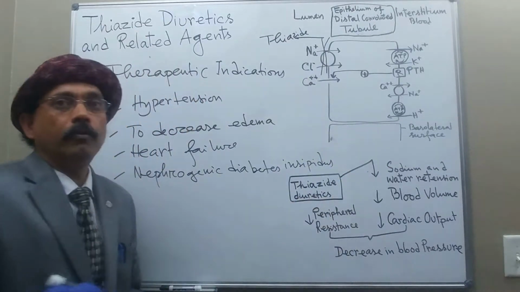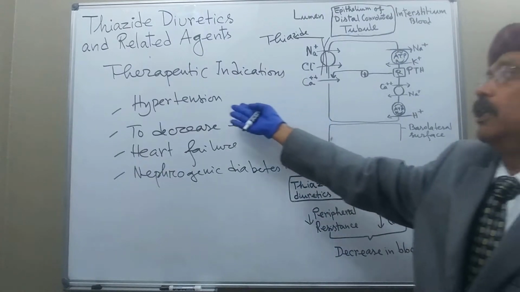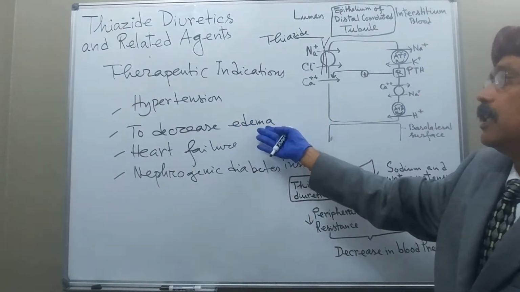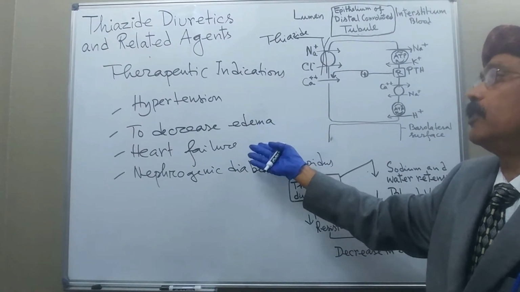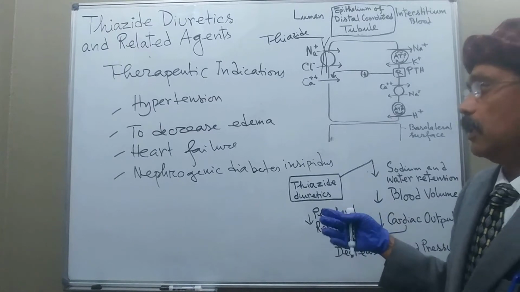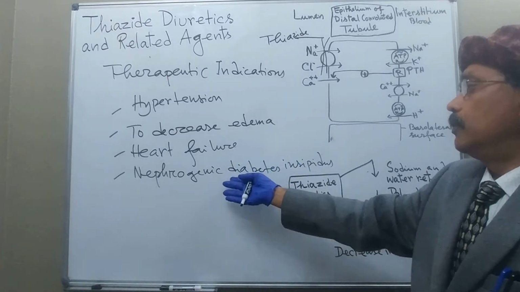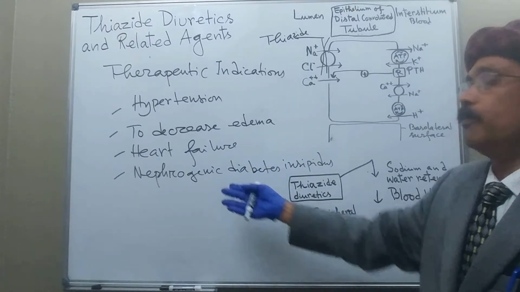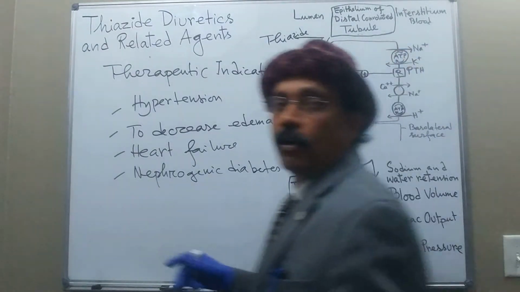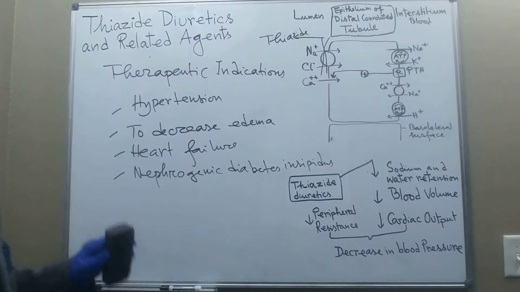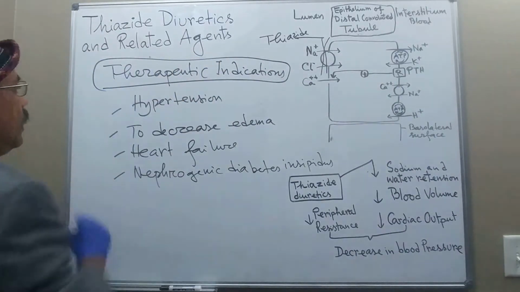So again, therapeutic indication. It is an antihypertensive drug. It decreases edema due to heart failure, cirrhosis of liver, or any other condition like renal failure. And nephrogenic diabetes insipidus, not the neurogenic. It is nephrogenic diabetes insipidus. So these are the indications of the thiazide diuretics and the related agents.